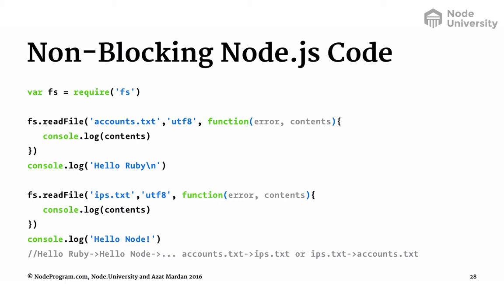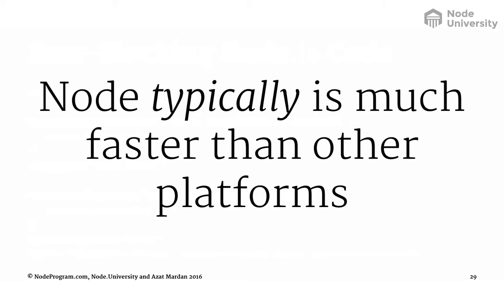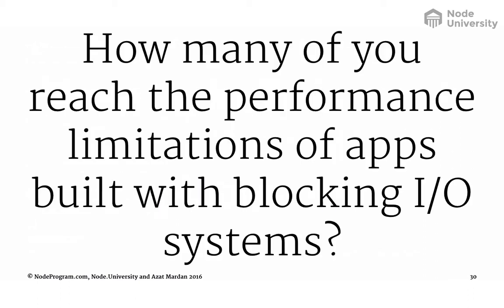But the benefit is that we can run multiple things in parallel, basically. We get a lot of performance boost using Node.js and using this non-blocking code. So Node typically is much faster than other platforms. I'm saying typically because it depends on your business case and what type of code you're running. But if it's input and output bound, which means you're doing mostly input and output operations, not CPU-heavy operations, then your node system would be faster.